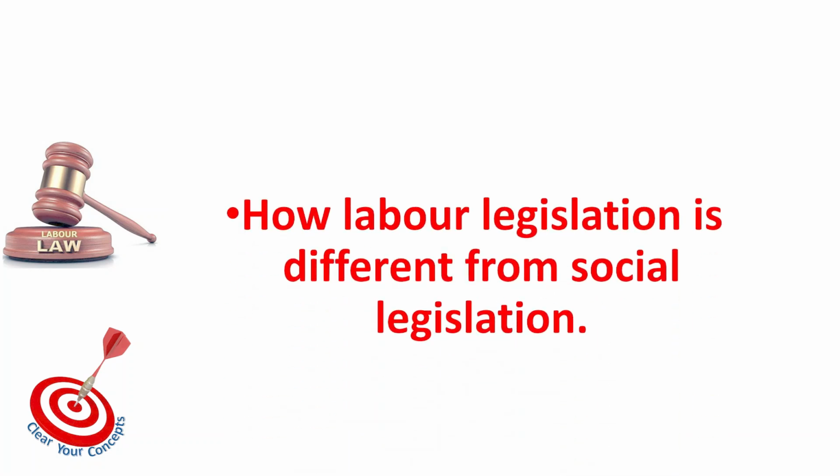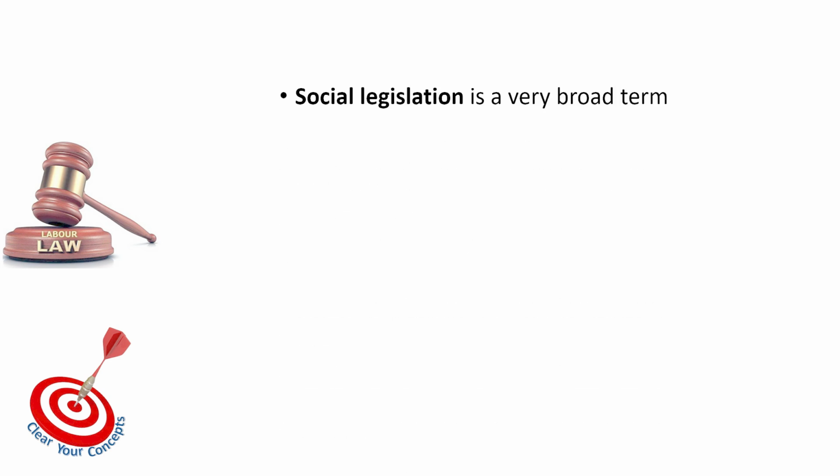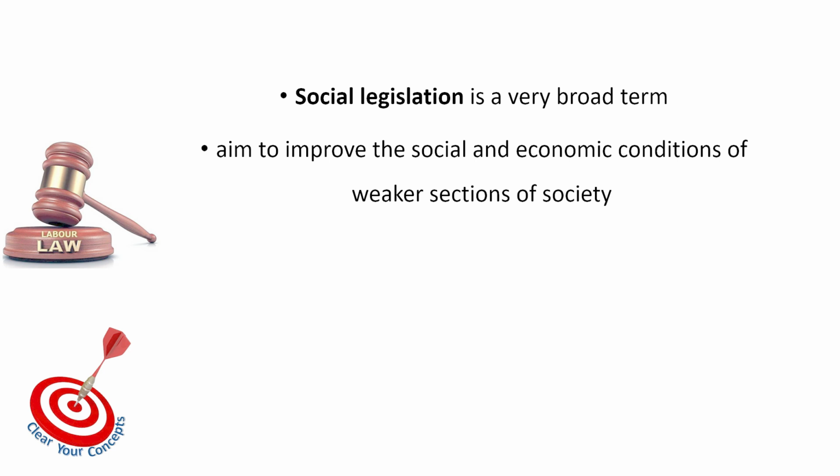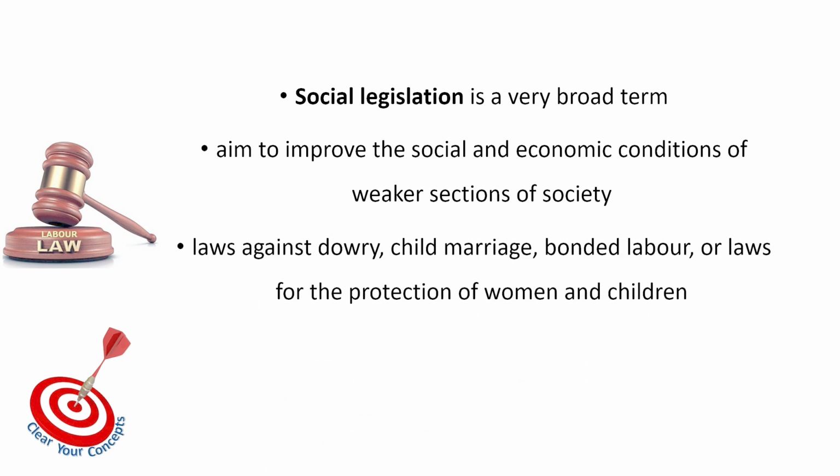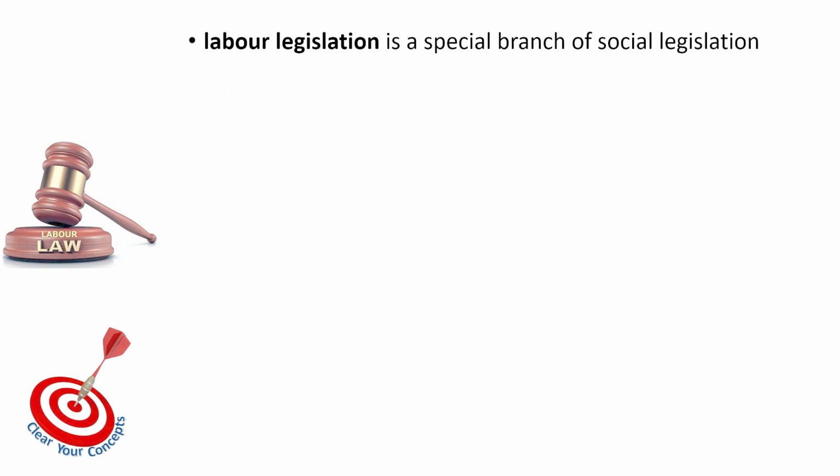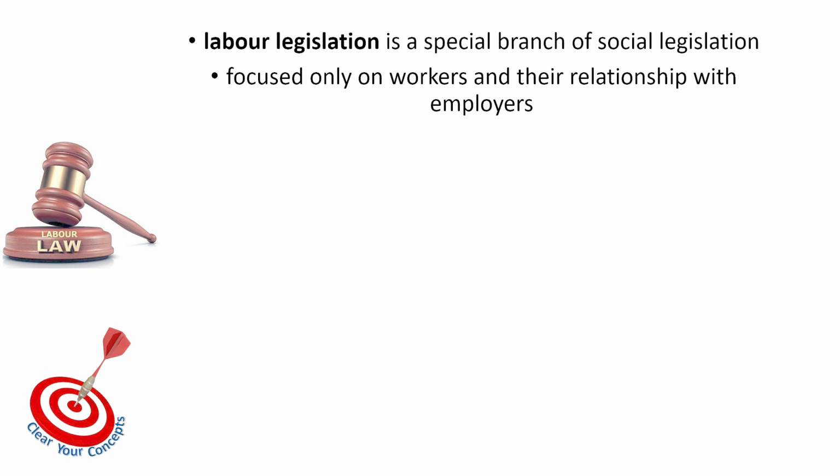Now we are going to clear a very common doubt: how labor legislation is different from social legislation. Now first let us understand one simple thing. Social legislation is a very broad term. It includes all the laws that aim to improve the social and economic conditions of weaker sections of society. For example, laws against dowry, child marriage, bonded labor, or laws for the protection of women and children, all these come under social legislation. The idea is to bring social reform and justice in society. But labor legislation is a special branch of social legislation. It is focused only on workers and their relationship with employers.